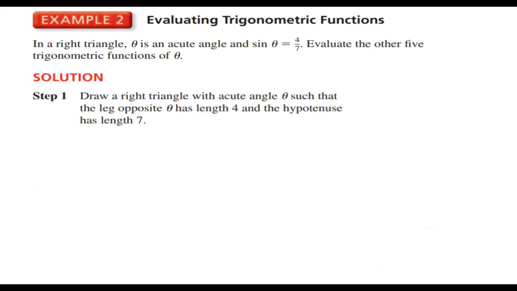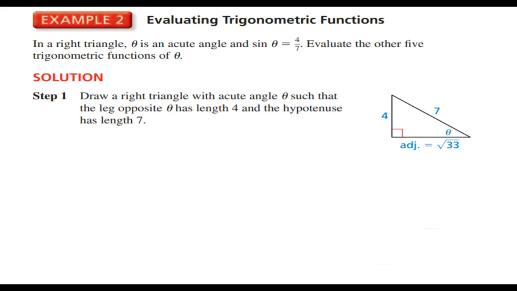So to start with, step 1 will be we need to draw the right triangle with acute angle theta such that the leg opposite to theta has a length of 4 and the hypotenuse will be the length of 7. Now, how do I know that? Remember, sine theta is the ratio of your opposite and your hypotenuse. So first, you need to draw your triangle.